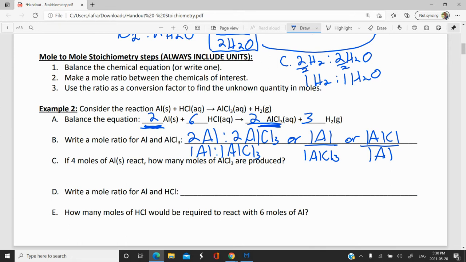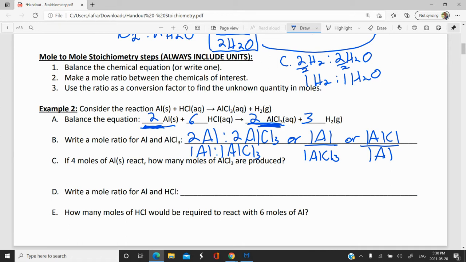So in your head, you can already probably figure this out. If you had 4 moles of aluminum, Al, how many moles of aluminum chloride should you have? Based on the fact that it's a 1-to-1 ratio. And it follows that ratio all the time. So you're probably already thinking, okay, I should have 4. And that's right. That is correct. That makes sense. Let me show you how you would solve that, though.